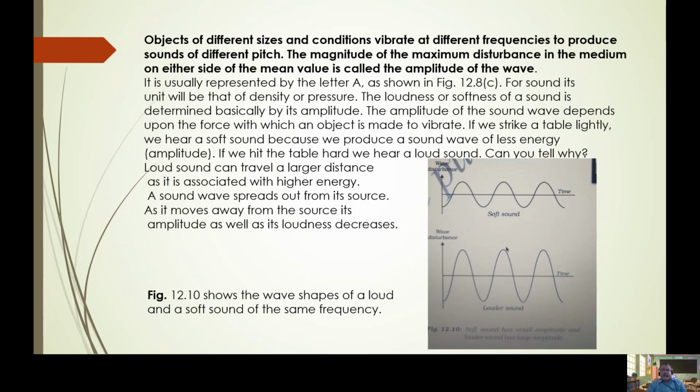The magnitude of the maximum disturbance in the medium on either side of the mean value is called the amplitude of the wave. It is usually represented by the letter A. As shown in figure 12.8c, for sound, its unit will be that of density or pressure. The loudness or softness of a sound is determined basically by its amplitude. The amplitude of a sound wave depends upon the force with which an object is made to vibrate.